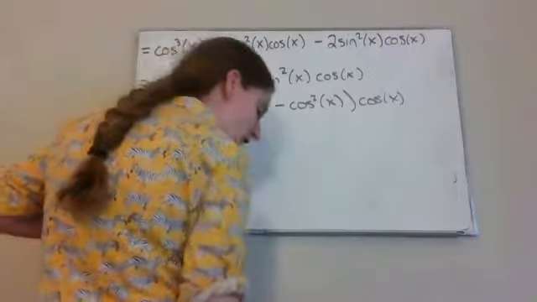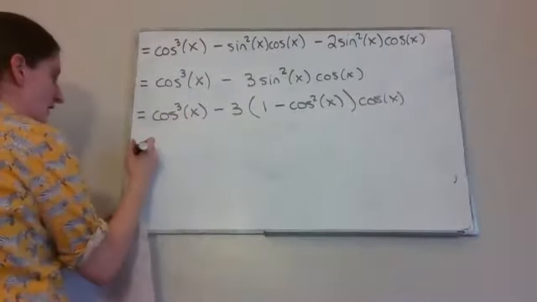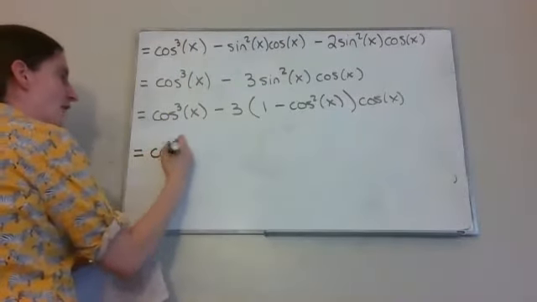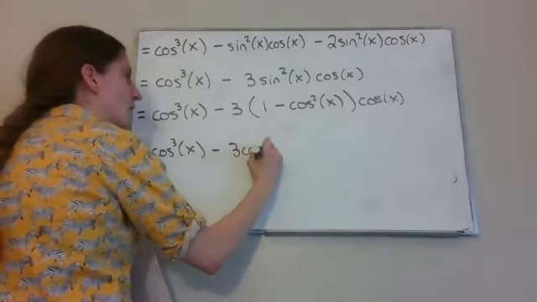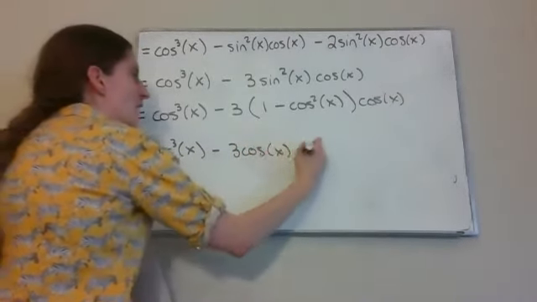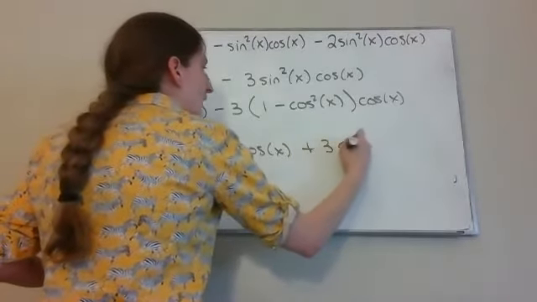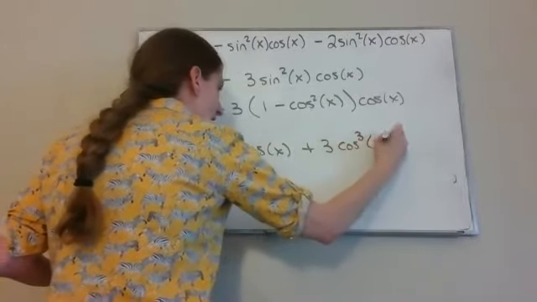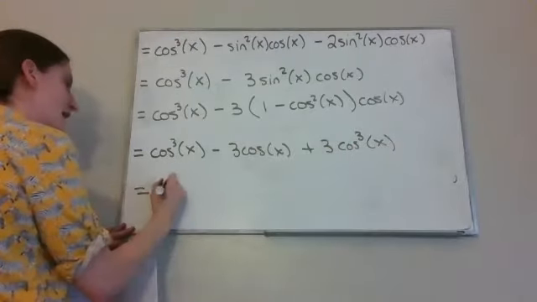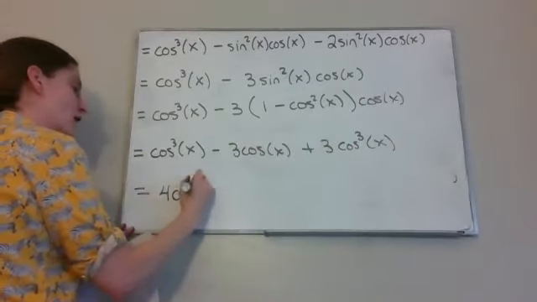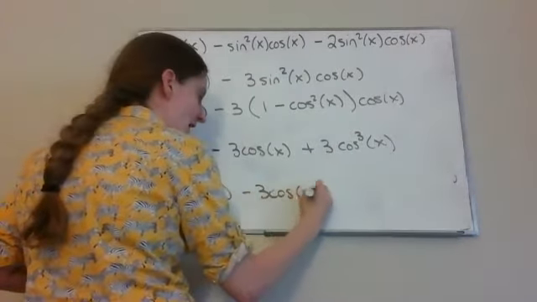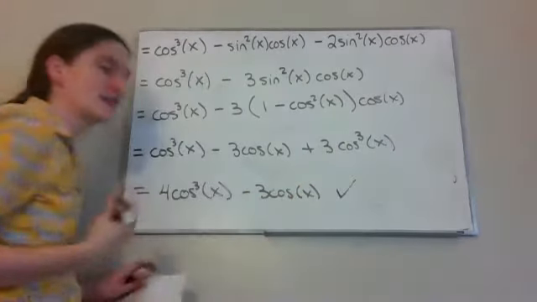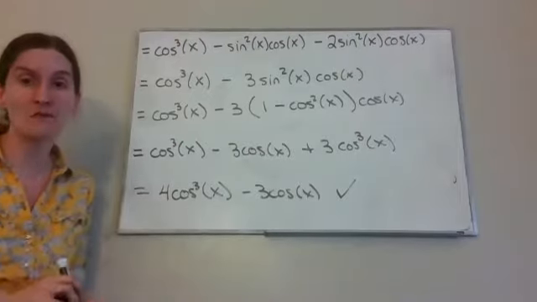So now if I distribute everything in that second term, I have my cosine to the third, I have minus 3 cosine of x, and plus 3 cosine to the third of x. Combine our like terms to get 4 cosine cubed x minus 3 cosine x, which was the right-hand side of the thing I was trying to show.